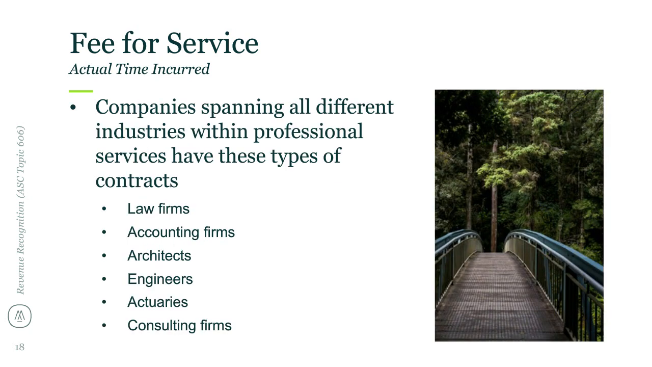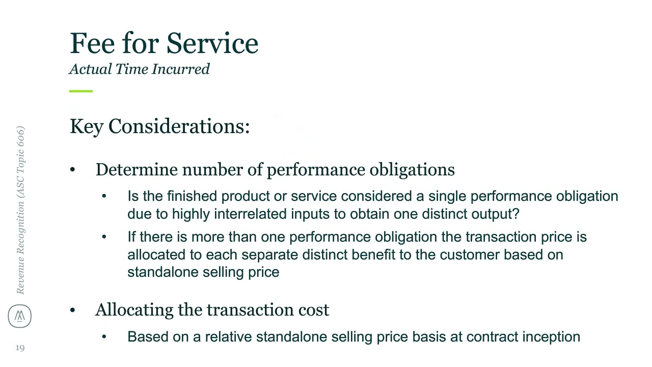These types of contracts are going to impact many types of companies, including law firms, accounting firms, architects, engineers, actuaries, and consulting firms, just to name a few. Some key considerations for these types of contracts. The first would be determining the number of performance obligations. When you're going through this, you want to consider the finished product or deliverable considered a single performance obligation due to highly interrelated inputs to obtain one distinct output.